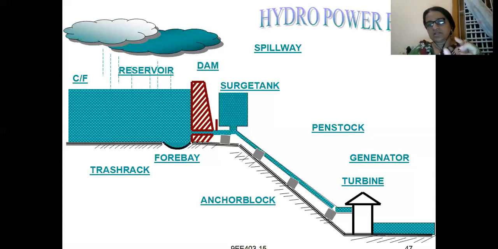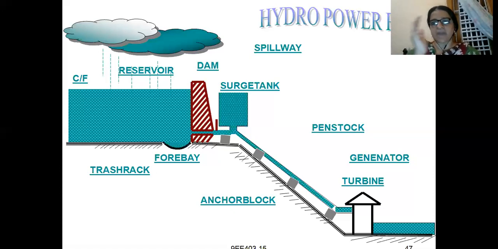Next is the forebay. There is a small semicircular structure where it is written as forebay. The forebay helps in the movement of water from the reservoir to the dam. Usually the reservoir will be at the back of the dam. First the reservoir will be there, and later the dam will come.